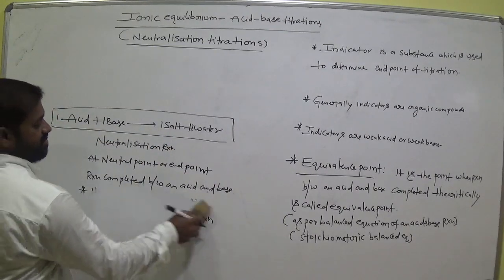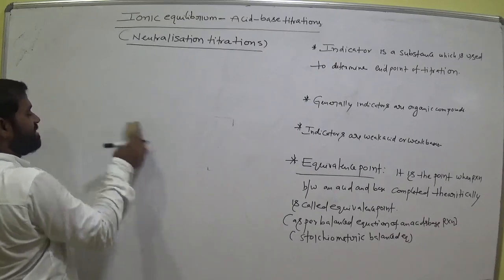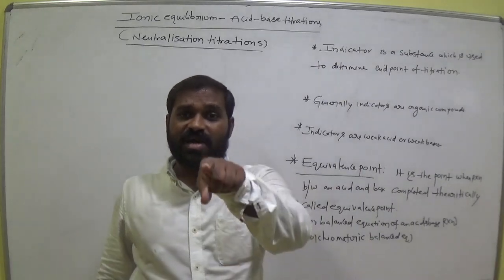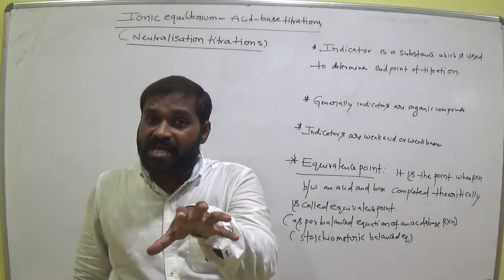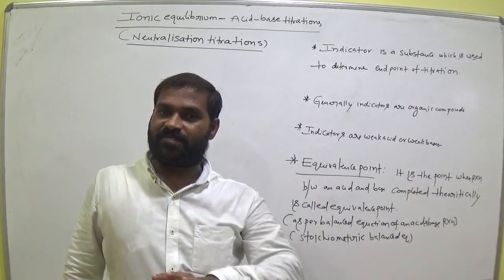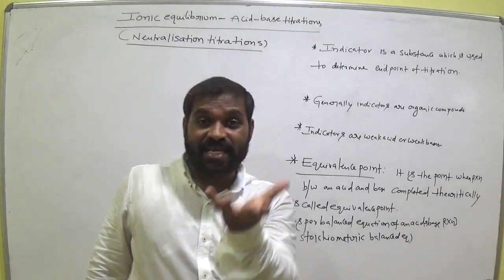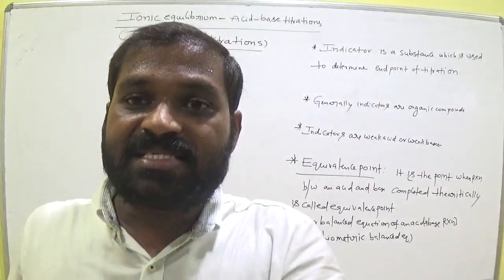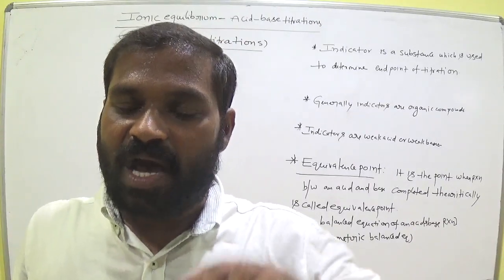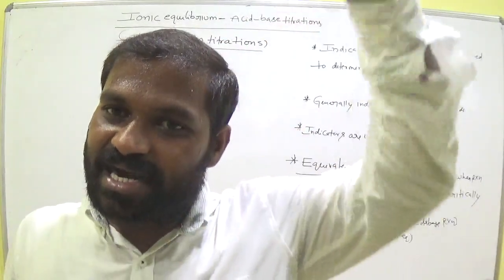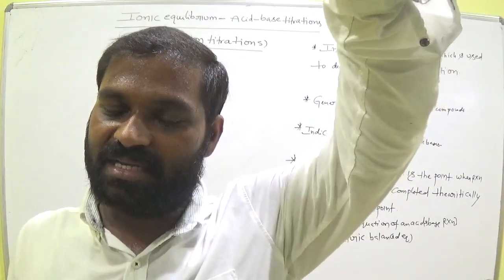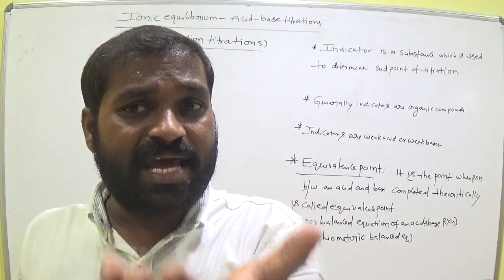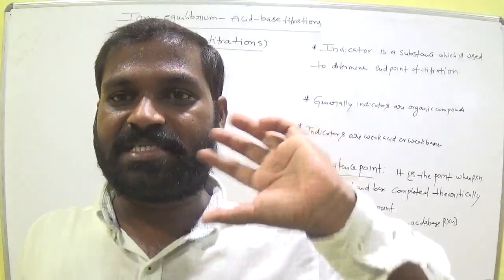So simply you should remember, an indicator is a dye or a substance. When we add 1 or 2 drops in the conical flask, at a particular pH it changes color. Suppose acid is in the conical flask and we add phenolphthalein indicator, it is colorless. This acid is titrated with the base present in the burette. At the end point, the color of the indicator changes to pink. Then we can stop the titration. That is the end point.